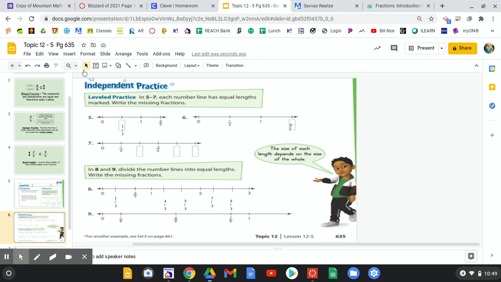So over here, you can kind of write your multiples out if you're questioning what the top will be. So 3 times 1 is 3. 3 times 2 is 6. 3 times 3 is 9.